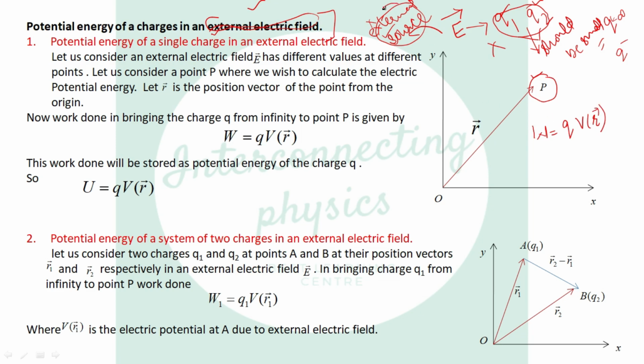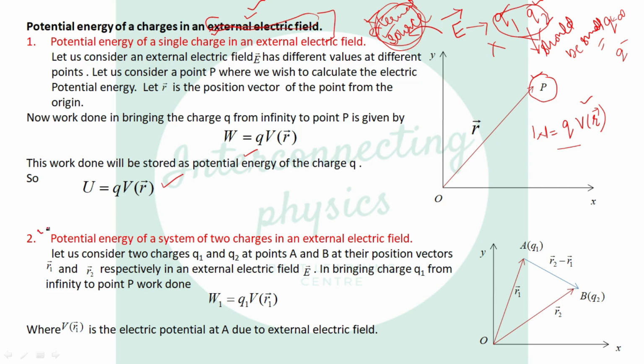In the potential of some source charge, meaning external potential of some source charge. So it is not zero here, because earlier the electric potential energy for a single charge was 0. But this time it's not 0, because the charge is coming in the potential of some external source, of some external electric field. So this work done will be stored as potential energy, that is U equals Q into V(R).